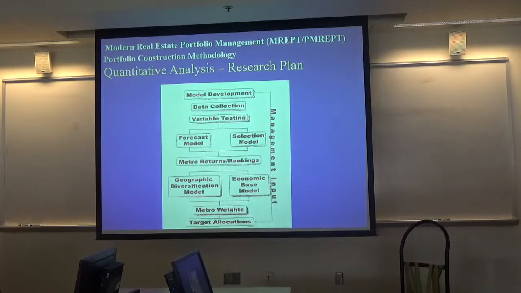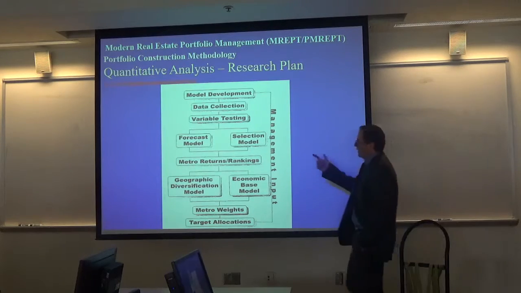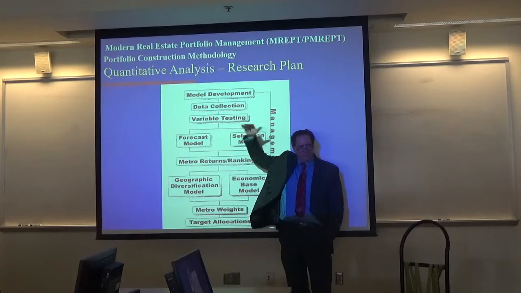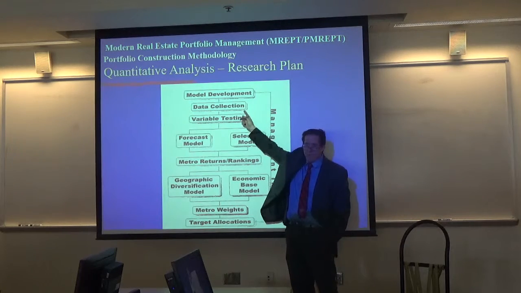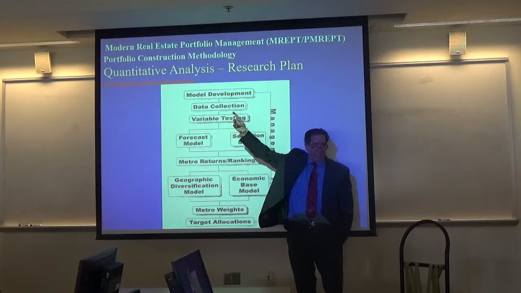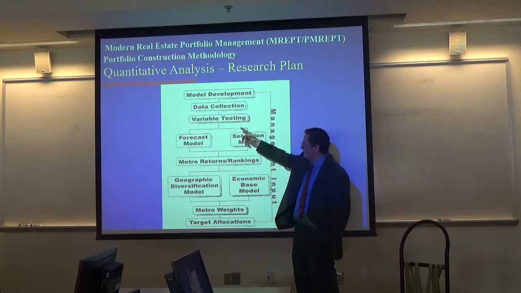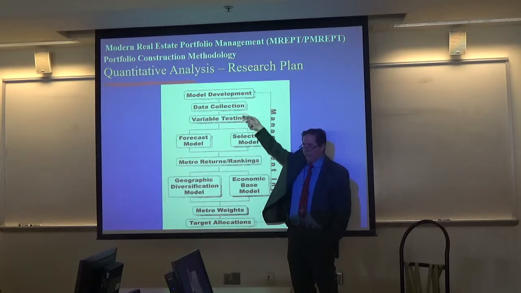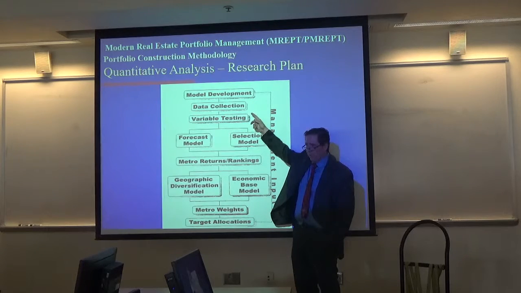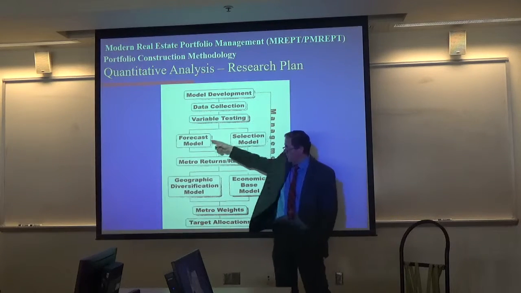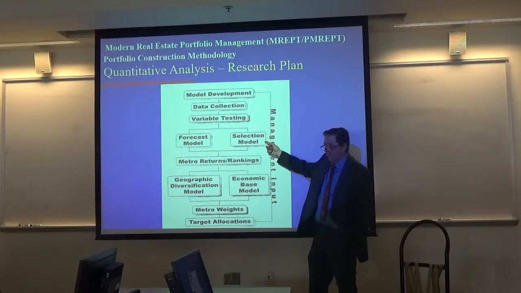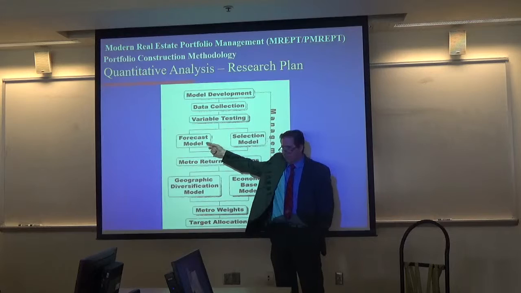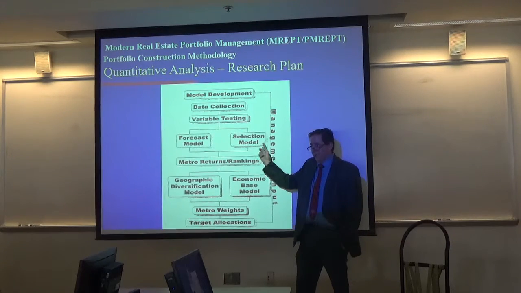So here's the methodology plan. The first thing I needed to do was go out and find the models, not only forecast models, but the selection models for ranking purposes. Then go out and do an inventory of the data, find out what data I had available, what data I had to purchase. Then I had to test the variables within the models to see which ones worked. So there was a regression forecast model that I had to test the variables, and then there was a selection model. And actually the forecast model variables were also helpful in building the selection model.